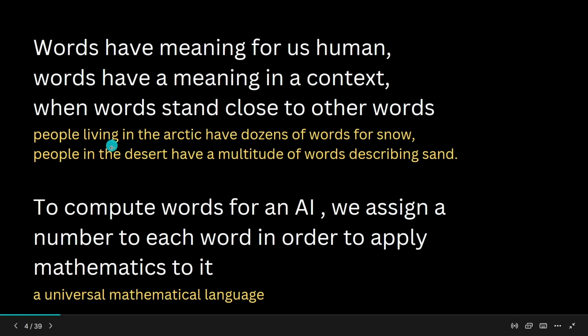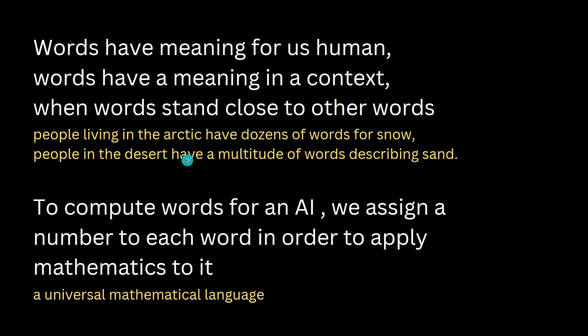Think about people living in the Arctic. They have dozens of words for snow, and people in the desert have a multitude of words describing the sand and the wind and the heat. So you see, it depends on the context, and we need something that is context aware of the words, where the words are in a sentence and the semantic connectivity of words in a sentence.